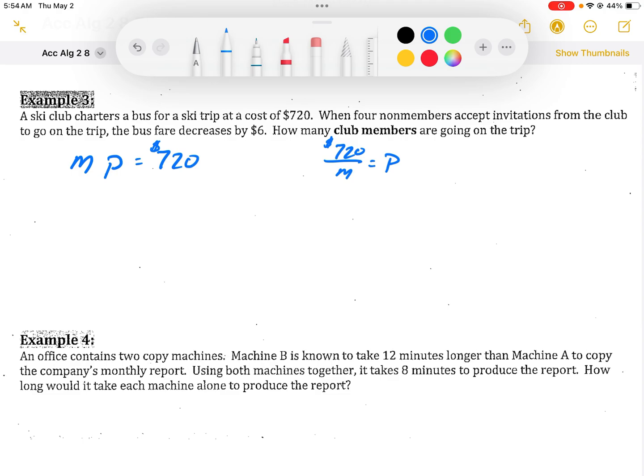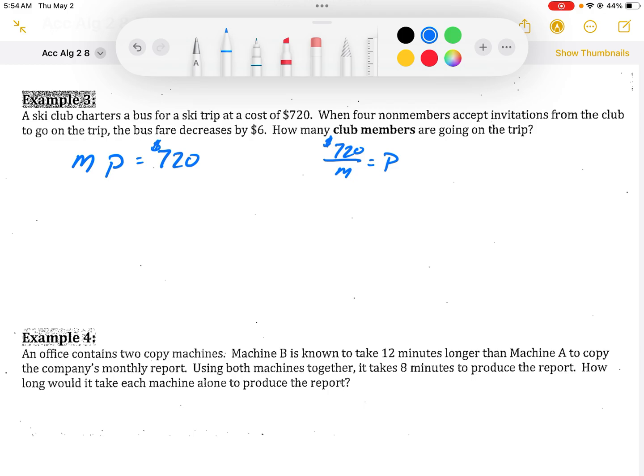Now we have to use the other information to come up with another equation. When 4 non-members accept invitations from the club to go on the trip, the bus fare decreases by $6. So that means the members plus 4 times the new bus fare, which would be the price minus $6, still has to equal $720.